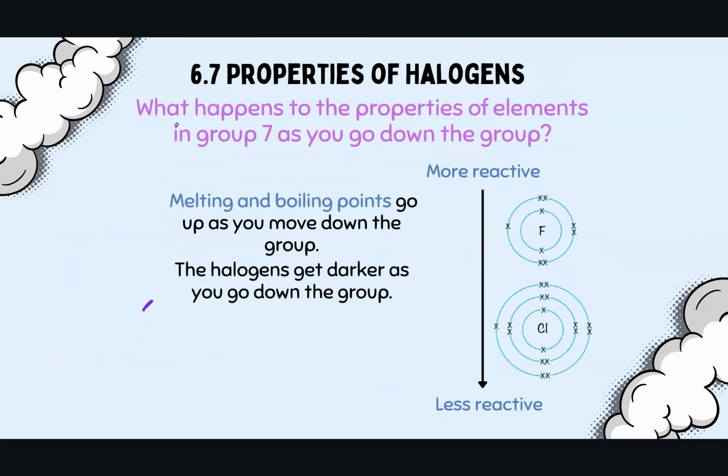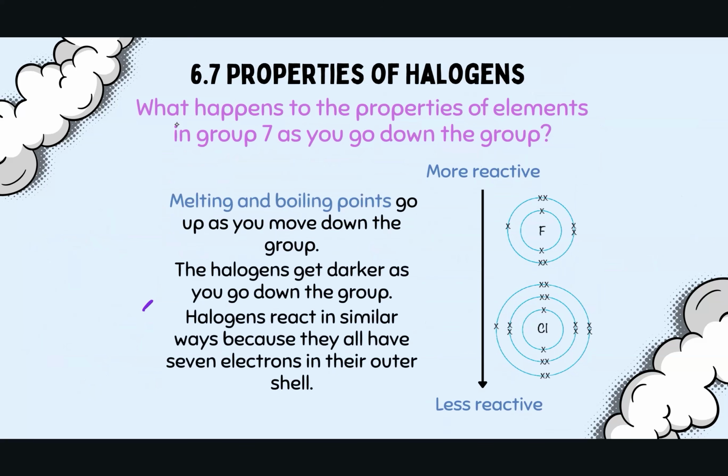Okay, so what happens to the properties of the elements in group 7 as you go down? So 6.7 on the specification point says describe the pattern in the physical properties of the halogens chlorine, bromine, and iodine, and use this pattern to predict the physical properties of other halogens. So we know that melting and boiling points go up as you move down the group. So fluorine is the lowest, chlorine is going to be higher.